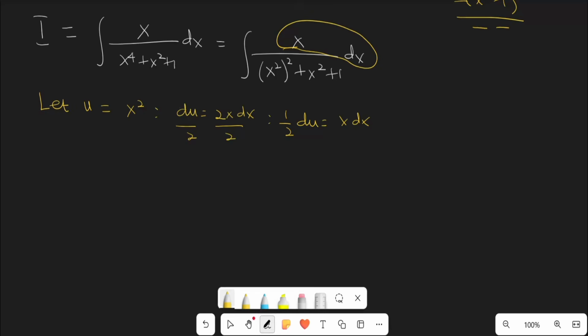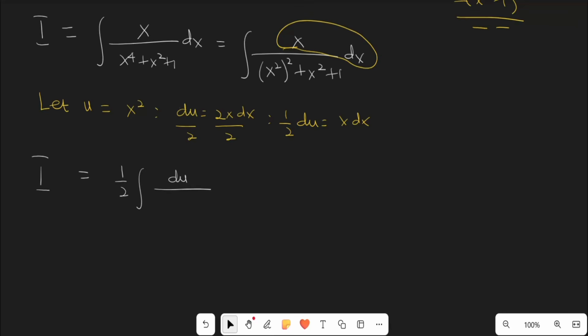So we can take our integral from the x world into the u world. So I is going to be x dx, that is going to be 1/2 du, all over x squared. x squared here is u squared, and that is this one, plus x squared is u plus 1. So this is how our integral can be split: 1/2 the integral of 1 all over u squared plus u plus 1 du.